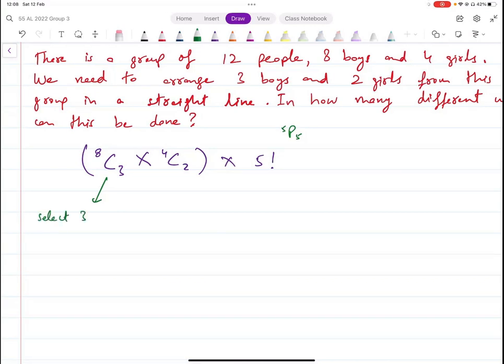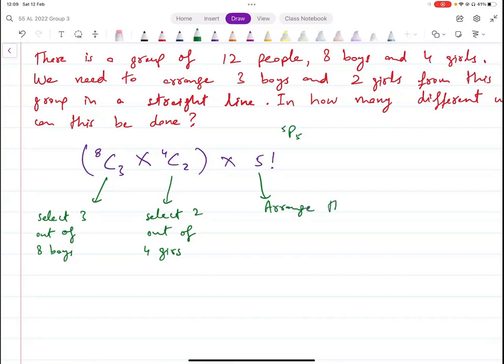We are selecting 3 out of 8 boys. This is selecting 2 out of 4 girls. And then we are arranging those 5 people. Is that okay? So sometimes what you are choosing and what you are arranging, they are different in terms of their numbers. So aapko break down karna padta, step by step karna padta.